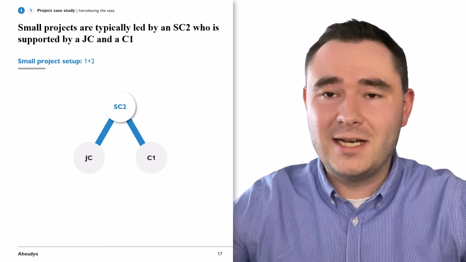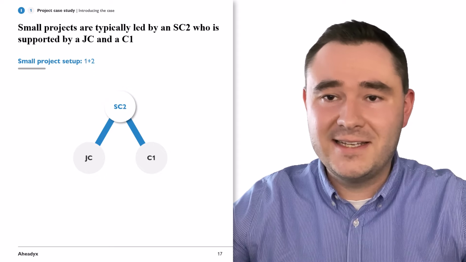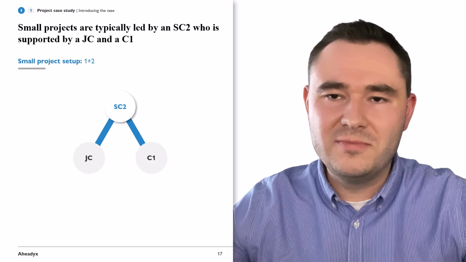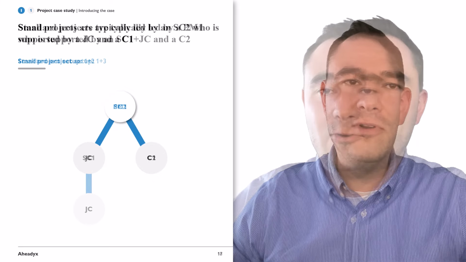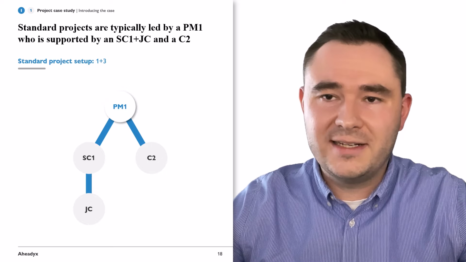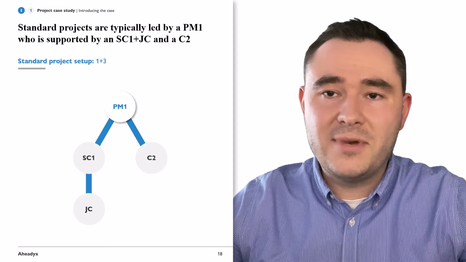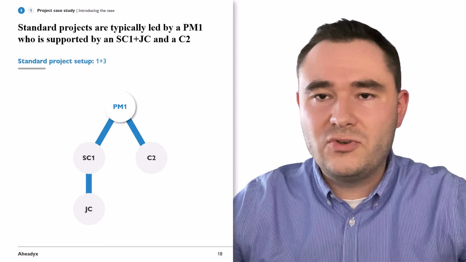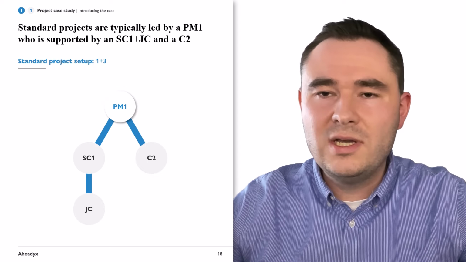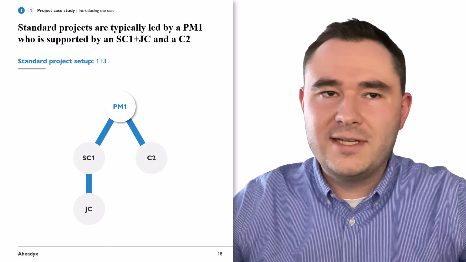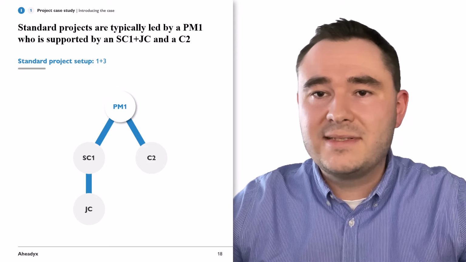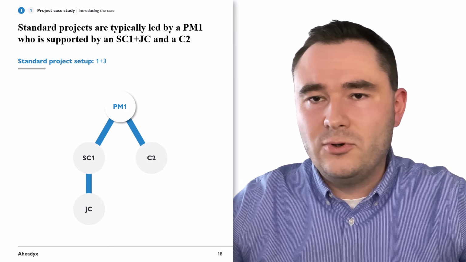So here we have an example of a small project staffing, which is led by an SC2 who is supported by a junior consultant and a C1. So here we have 2 work streams typically, and that's how it's working. For a standard project, which is then a 1+3 staffing, it's usually a PM1 who leads the project. And there again, 2 work streams. One is led by an SC1 who is supported by a junior consultant who is in return getting training from the SC1. And then we have a consultant 2 who is working quite independently. So as you can see here, the C2 role is no longer managed by a senior consultant in between, but is directly managed by the PM, which allows for a steeper learning curve.